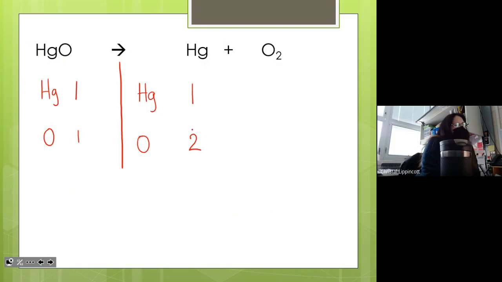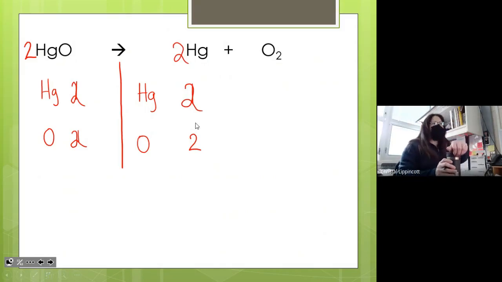So I need 2 oxygen over here, so I'm going to put a 2 here. But that doesn't just change the oxygen. It also changes the mercury. So now I've got 2 mercury and I have 2 oxygen. Well, over here that matches, but now this doesn't. So what I do is I put a 2 in front of here, and now it balances. Okay, so you got to do this back and forth kind of game to get this stuff to work out.